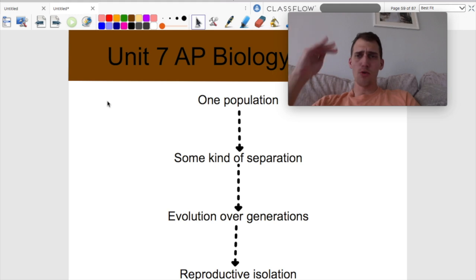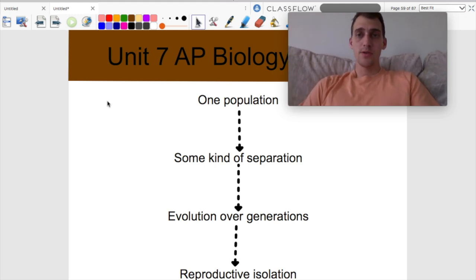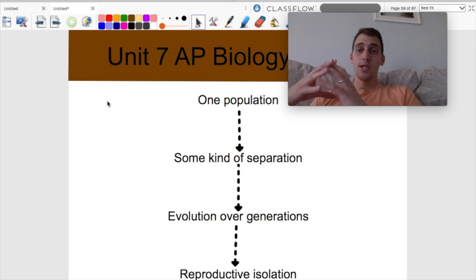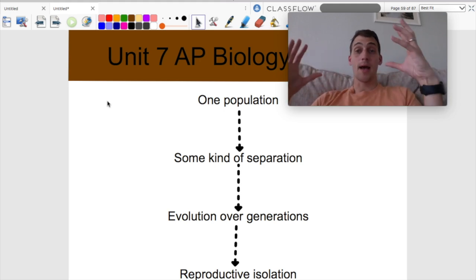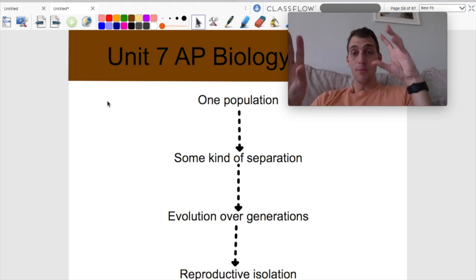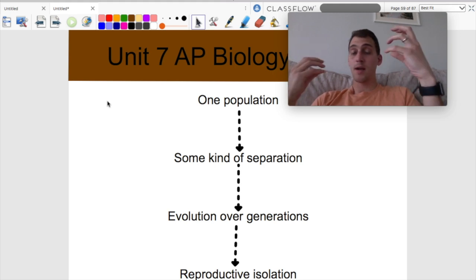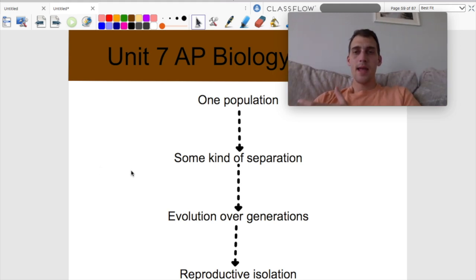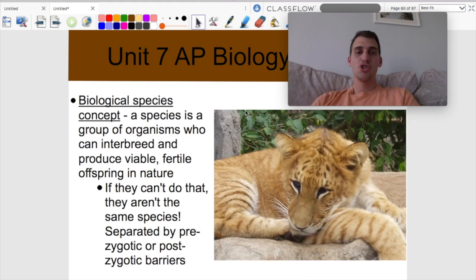So here's a very general overview of how new species form. You have one population, and then they become separated somehow. There's lots of different ways that they could become separated. We'll talk about that in a sec. They evolve separately over generations, and they adapt to their environments through natural selection. And then they are reproductively isolated, so even if you brought them back together, even if they are no longer separated, they are still two separate species because they cannot produce viable fertile offspring. That's the general way speciation happens.